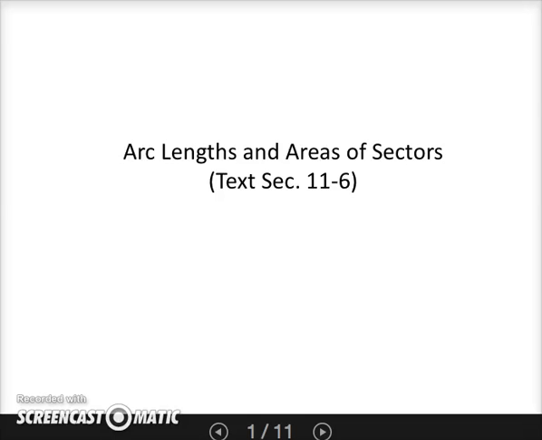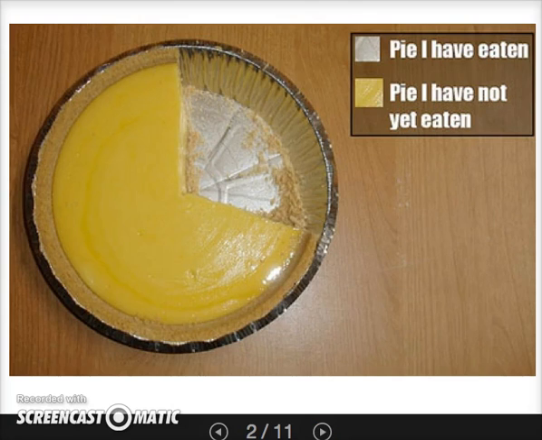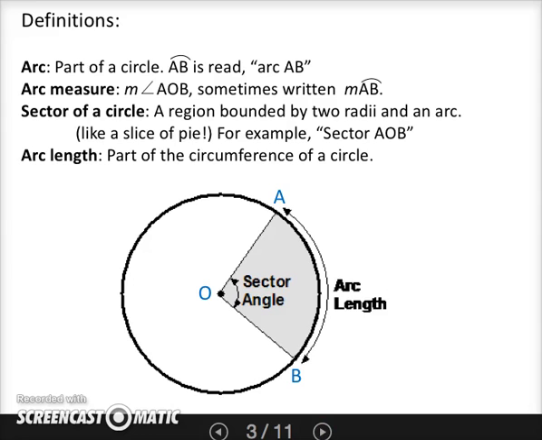This video is about arc lengths and areas of sectors. It's found in your text in section 11-6. Okay, here's some new definitions for you.